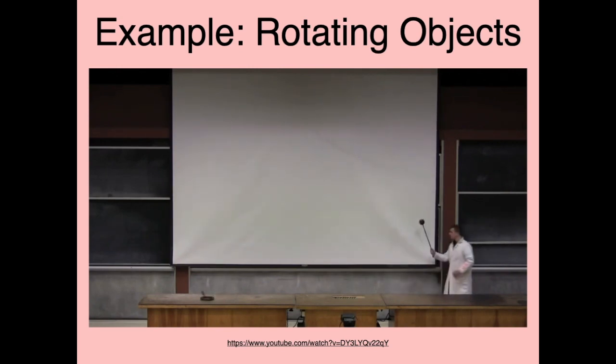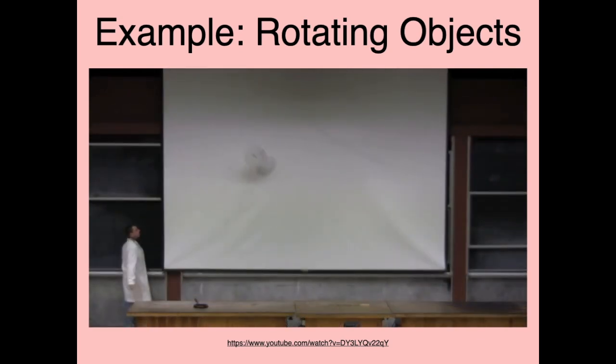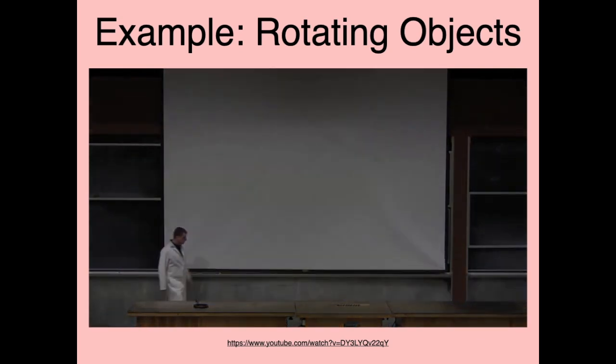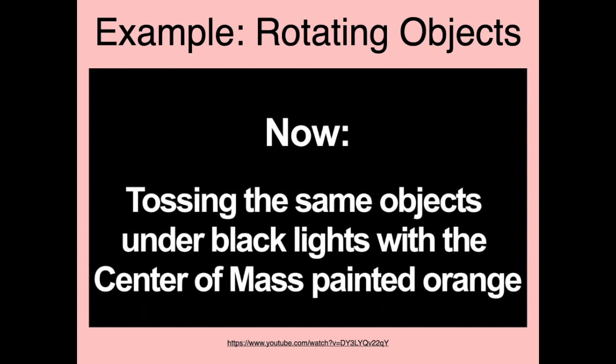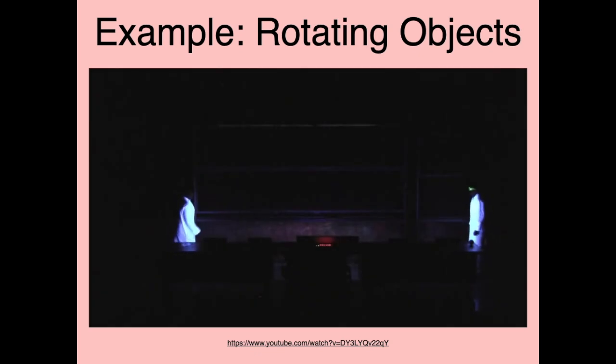Okay, so nothing too special happening here. They just take various objects with different shapes and sizes and throw them into the air so that they're spinning. But now they're going to do the same thing with the center of mass painted bright orange and in the dark. So the only thing we see here now is the center of mass. We don't see the whole object, we can only see how the center of mass is moving around.